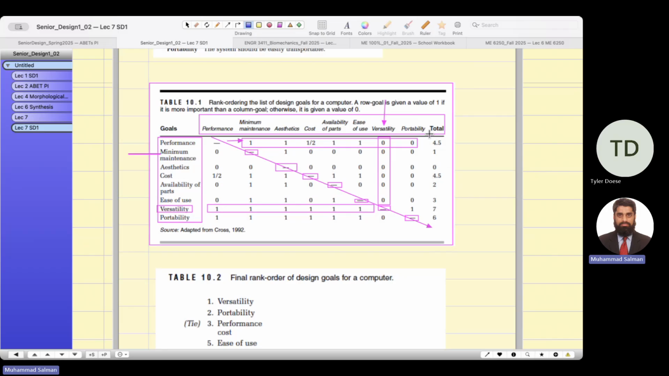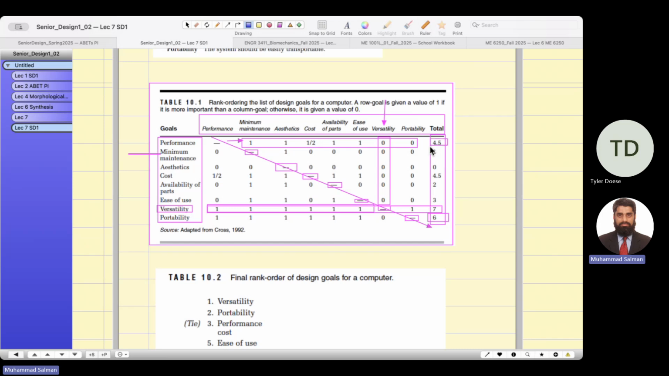And then you will add these goal points. You see 7, you give versatility the 7, because computer students want their computer to be versatile enough. They can attend any class. They don't have to have two different computers for two different classes. So it should be versatile. And portability comes as the second highest goal.